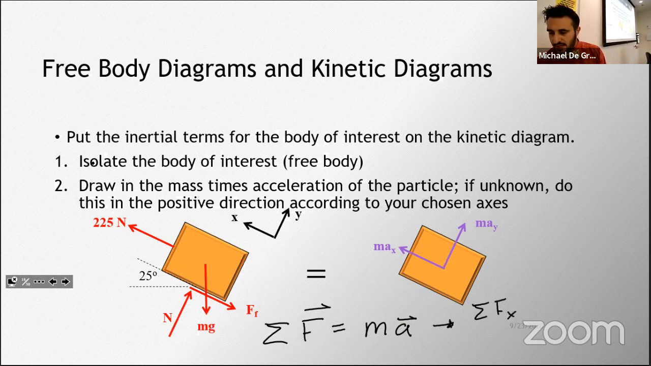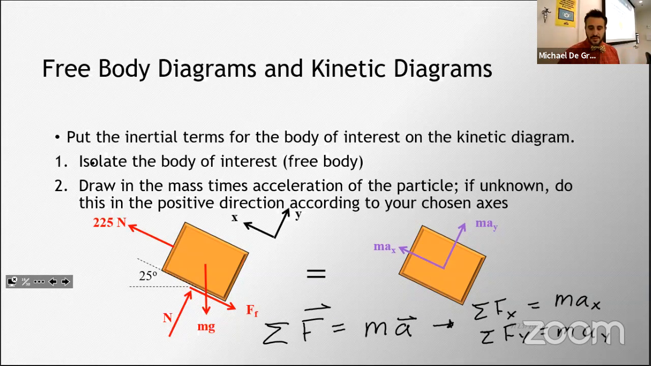The sum of the forces in the x direction is equal to the mass times the acceleration in the x direction, and the sum of the forces in the y direction is the mass times the acceleration in the y direction. So when we go to analyze this, Newton's law has given us two equations for 2 dimensions.